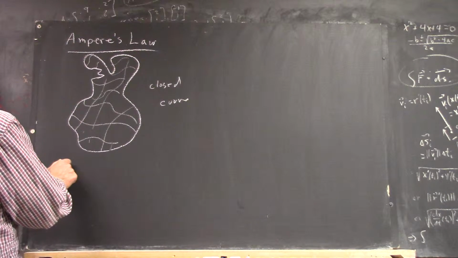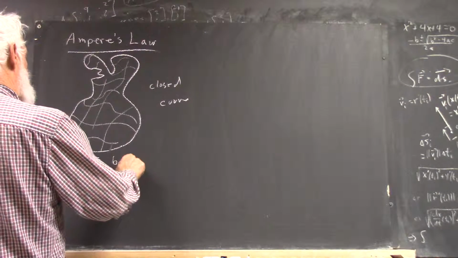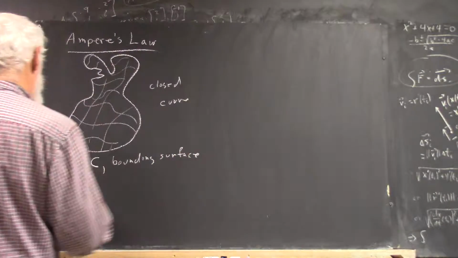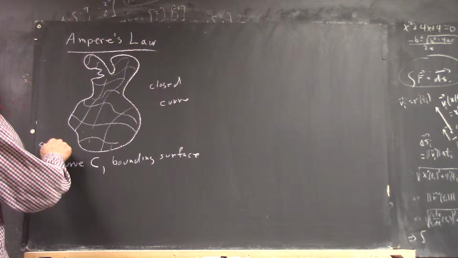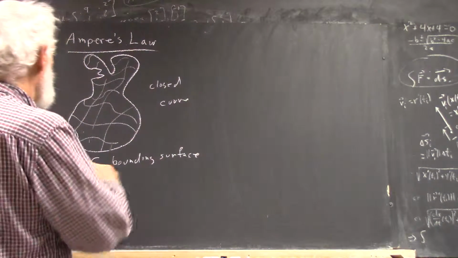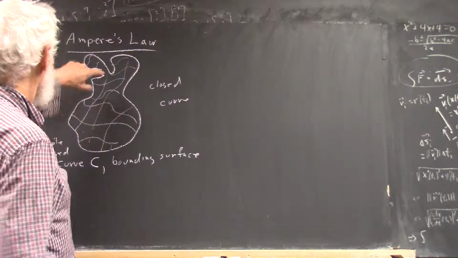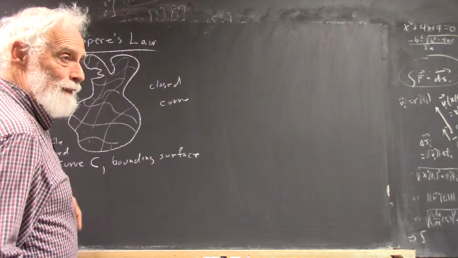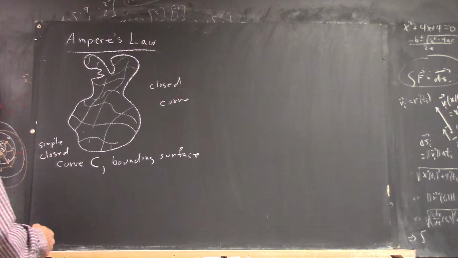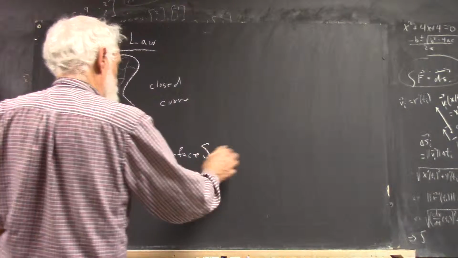So, curve C, let's say a simple closed curve. This means a curve that doesn't intersect itself, making it simple. Closed, it comes back to wherever it starts from. So at any point, you go around the curve and get back to that point, staying on the curve. Okay? And it bounds a surface I'll call S. Really bad looking S, but we'll live with it. Okay?